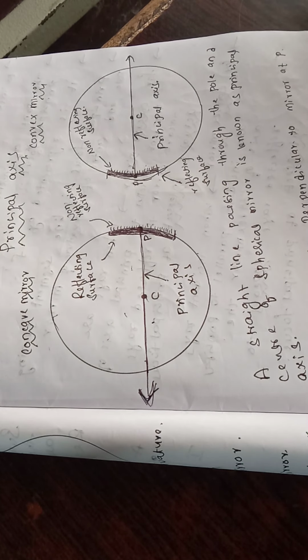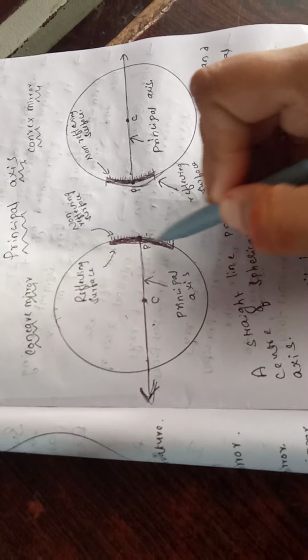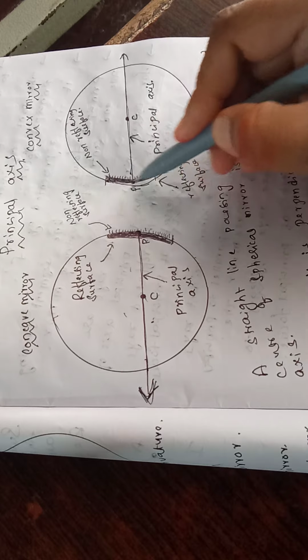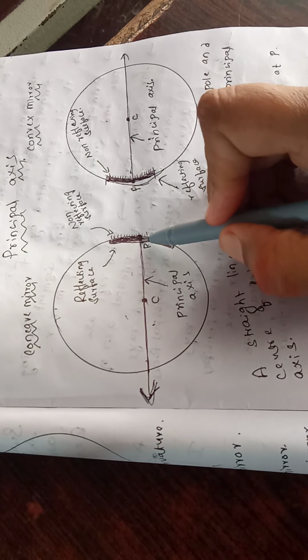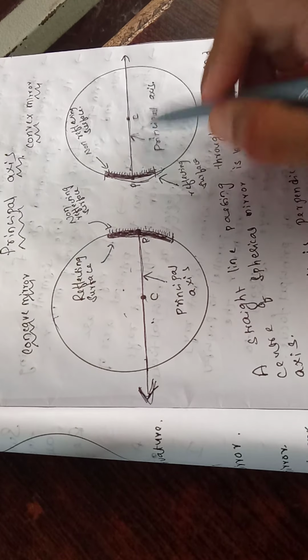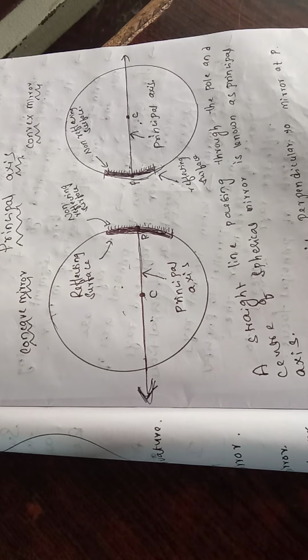So the principal axis is perpendicular to the mirror. Now this is the mirror, the shaded part. Here also the shaded part is the mirror, and this is perpendicular to the mirror, either in the case of concave or convex mirrors. It is perpendicular to the mirror. Right?